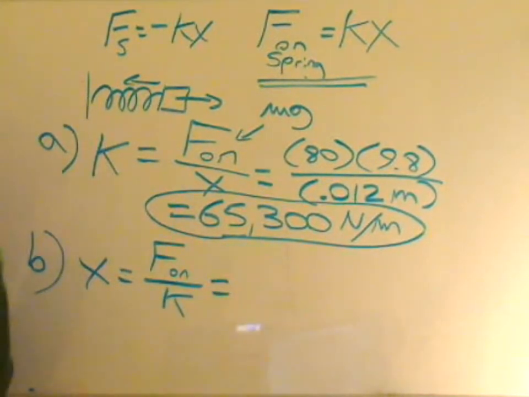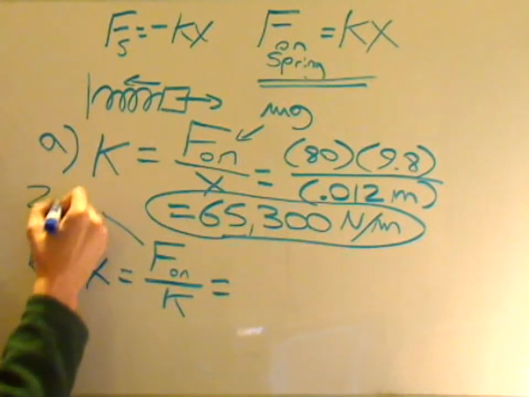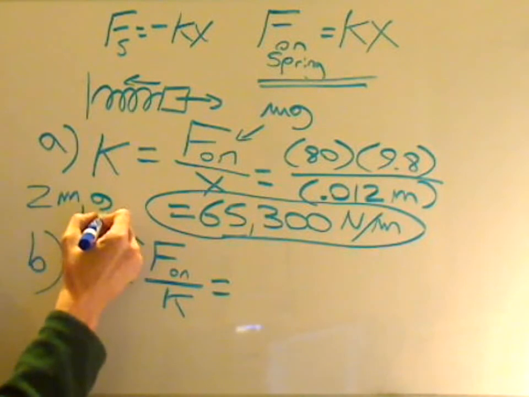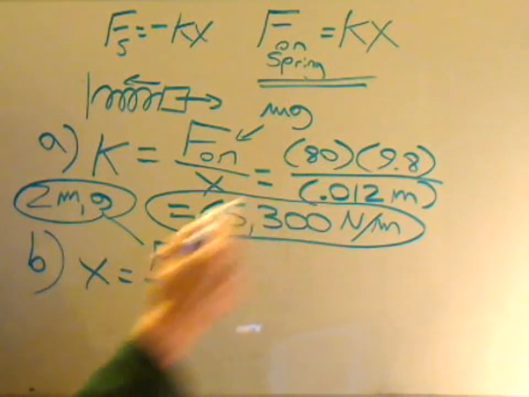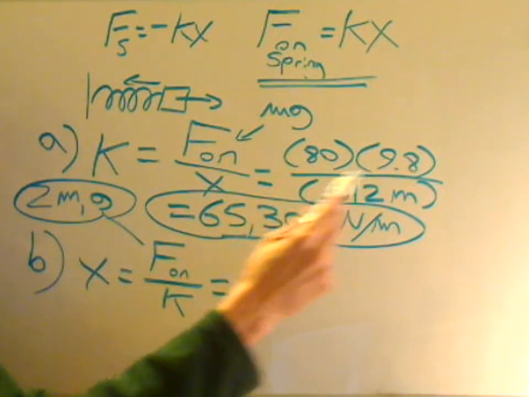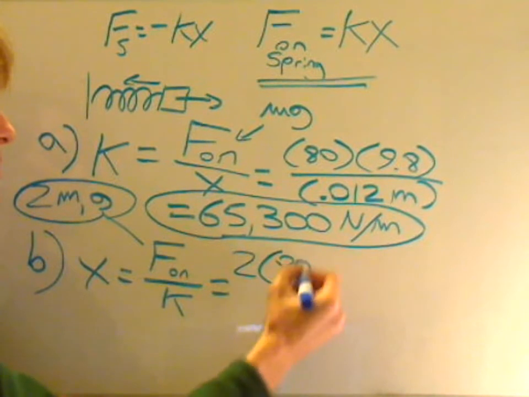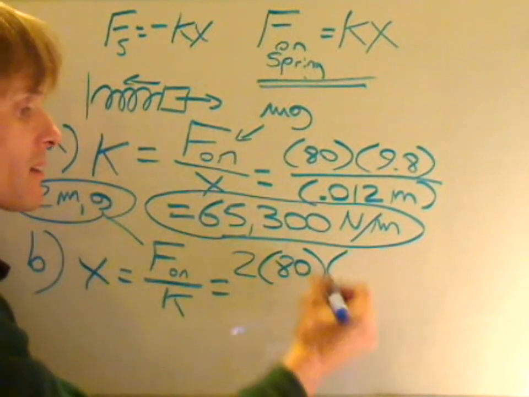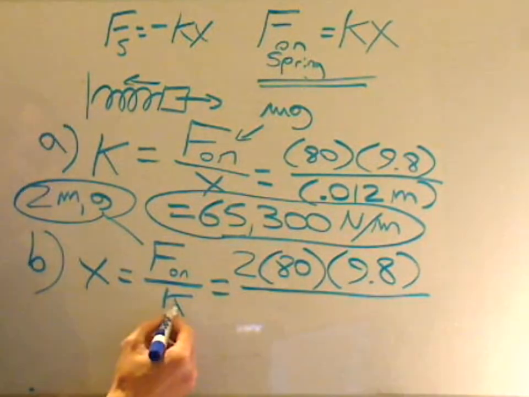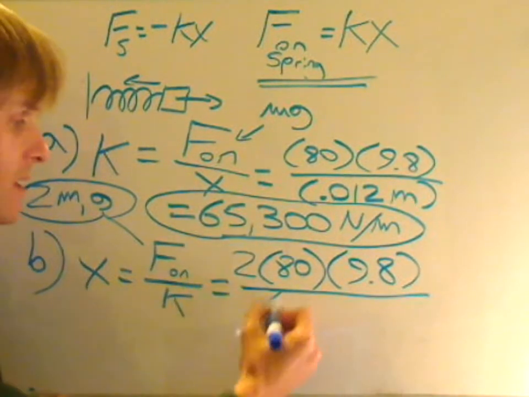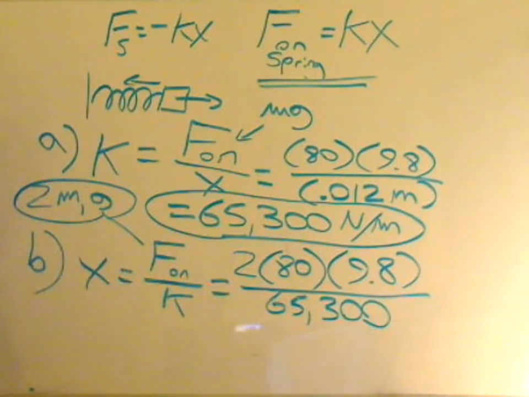Okay? So the force applied on the spring now is twice the mass of one person times g. Okay? Because there are two people in that car now. So it would be 2 times 80 kilograms times 9.8. So 2 times the mass of one person, which is 80, times 9.8, and then divided by k, which is our 65,300 that we calculated in part A.